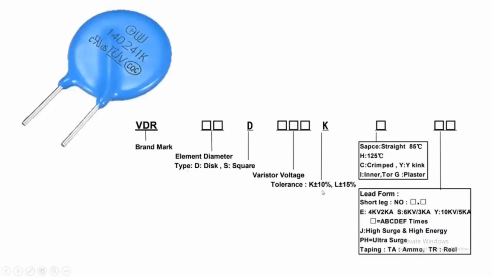So here is K. The tolerance of K is 10%. It means the value of this resistor can vary 10% up and down. If instead of K there was L, then there would be a 15% chance of error.